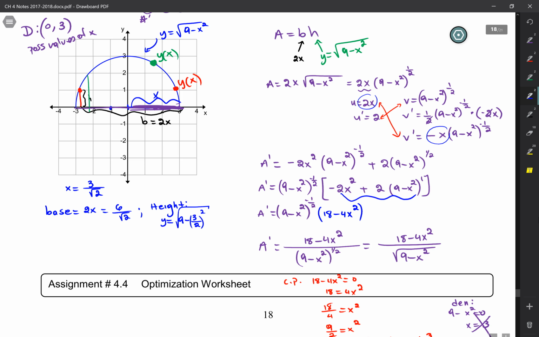Okay, so, oh yeah, 3 over root 2 squared. I see what you're saying. Yeah, that root is different. So it's 9 minus 9 over 2 in the square root. What does it equal? 9 over 2. The square root of 9 over 2, which is 3 over root 2.